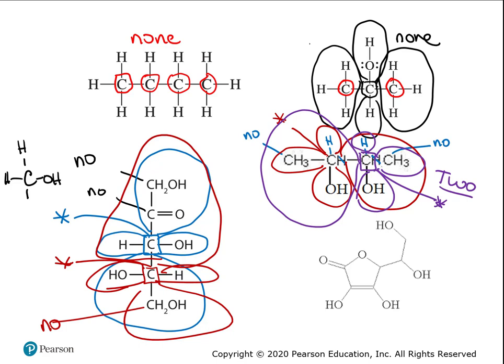That means I could make a couple of mirror images. I could make the mirror image of the blue boxed carbon or the red one, because both of those would be able to make enantiomer pairs. So I could end up with 4 just from that.